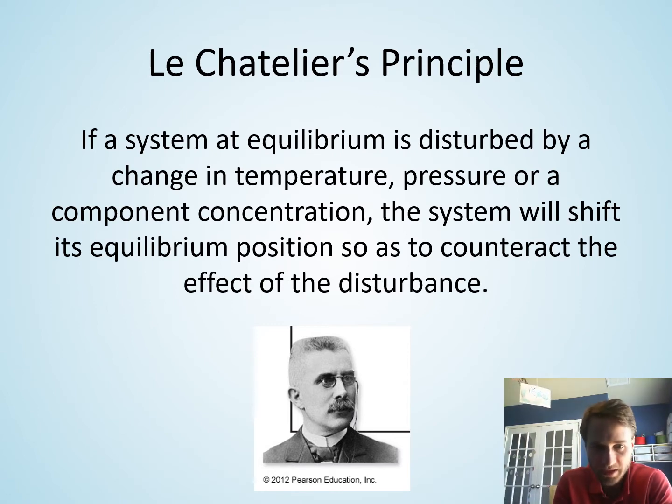Because when you change the temperature, pressure, or the concentration of things in a reaction that's at equilibrium, often you're going to take it away from equilibrium. And every reaction wants to get back to equilibrium. So the reaction is then going to form more products or form more reactants, whatever it needs to do in order to reach chemical equilibrium.